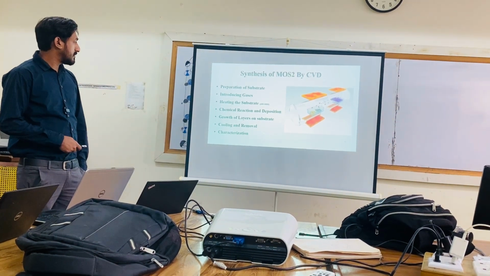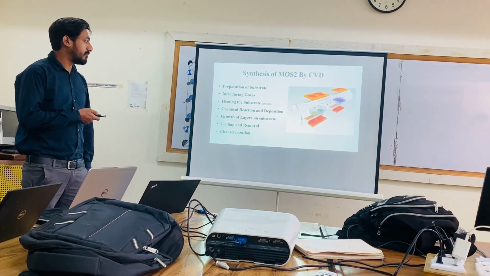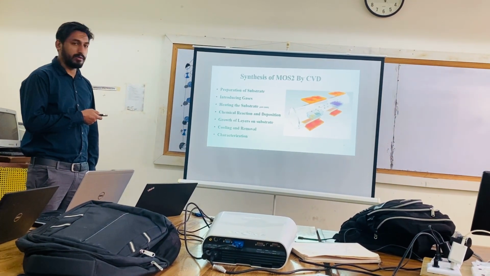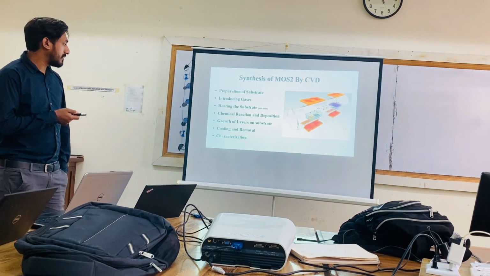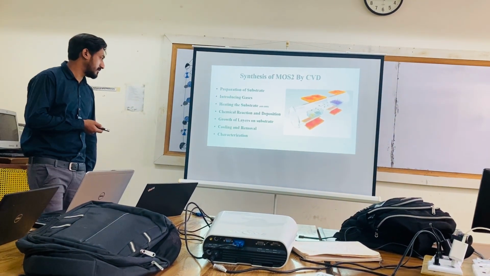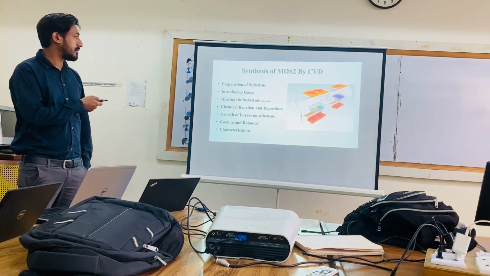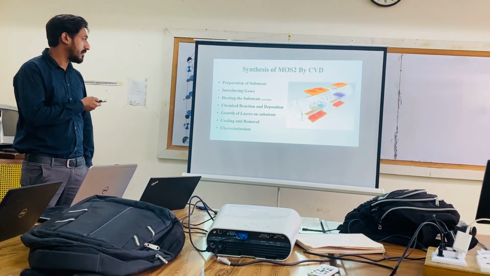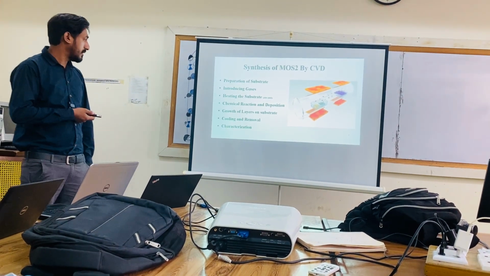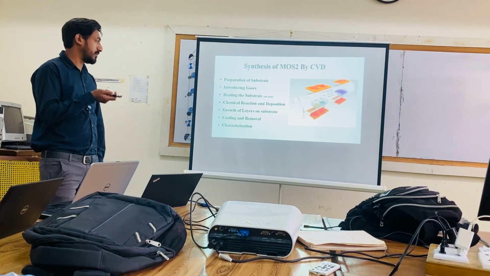All right, so this was the chemical reaction, and in this way we can have the deposition of the monolayer successfully on the silicon wafers. And after that, the next step is the growth of layers and substrates. So we can cool down after deposition. We can cool down the temperature of the chamber, and then we can remove the monolayers from this. And after that, we can do characterization like XRD, Raman spectroscopy, or FTIR.